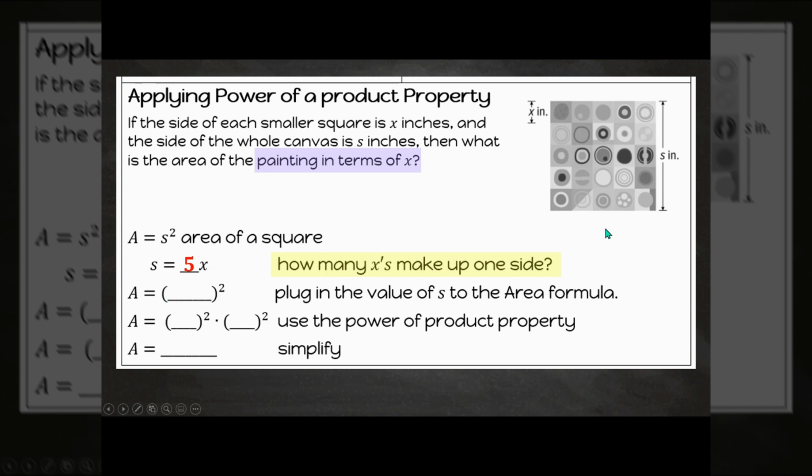So the area could be represented by, normally we would do side times side to find the area of a square, but now we're going to represent that using our x variable. So one side is equal to 5 x's. So we're going to plug in that value of 5x. So the area is equal to 5x squared. Okay. So we're going to use the power of product property. So we're going to square the 5 and we're going to square the x and then simplify. So the area of this painting in terms of x is 25x squared.